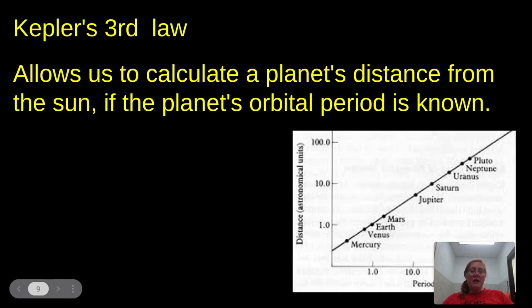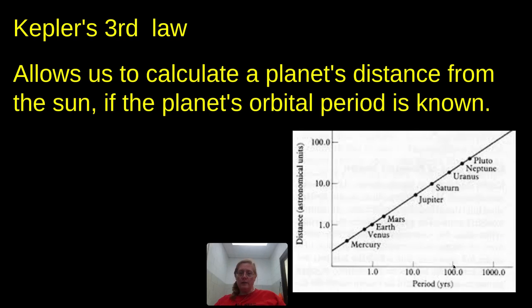Kepler's third law allows us to calculate the planet's distance from the sun as long as we know the planet's orbital period. So if we can watch how long it takes for any planet to go all the way around a star, so it can be our star or it can be the exoplanets going around their star, we can calculate how far that planet is away from their star.